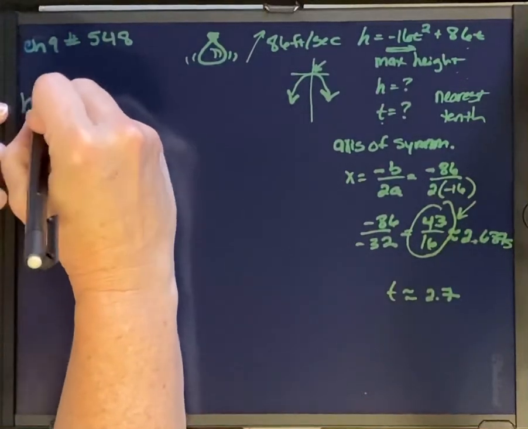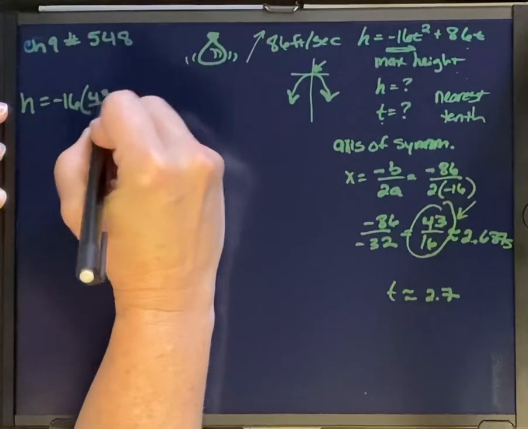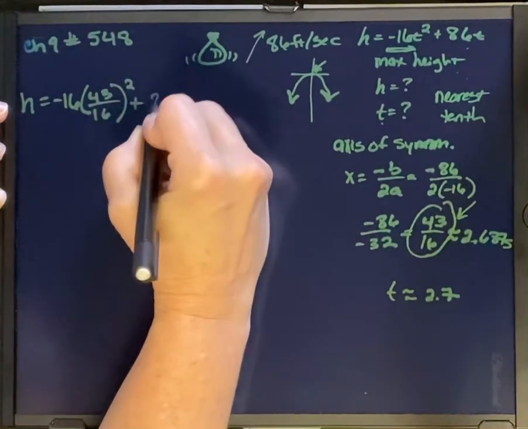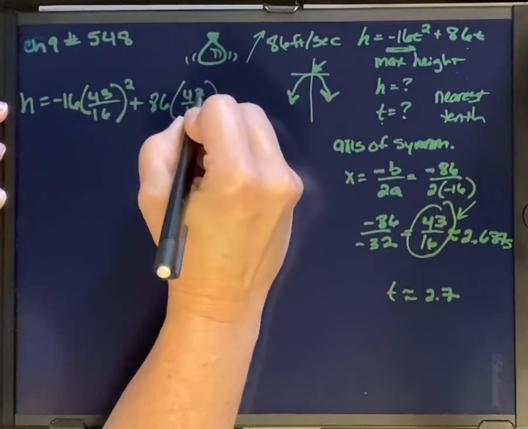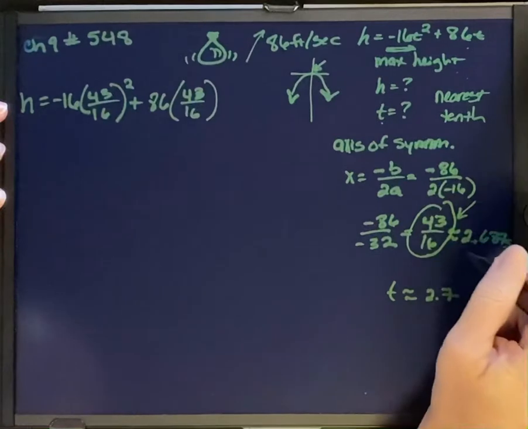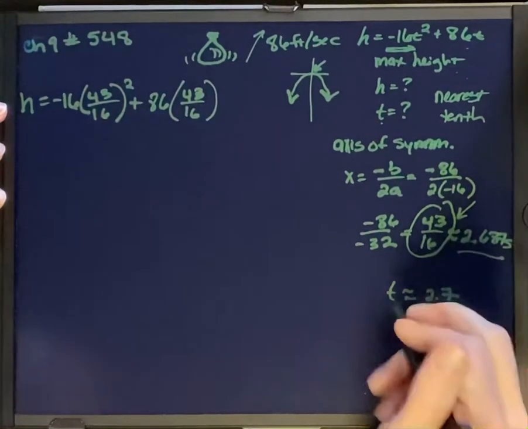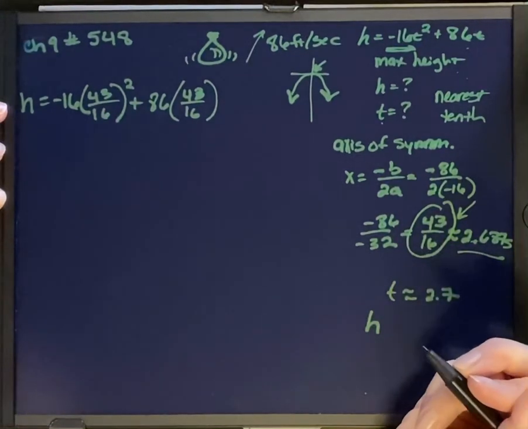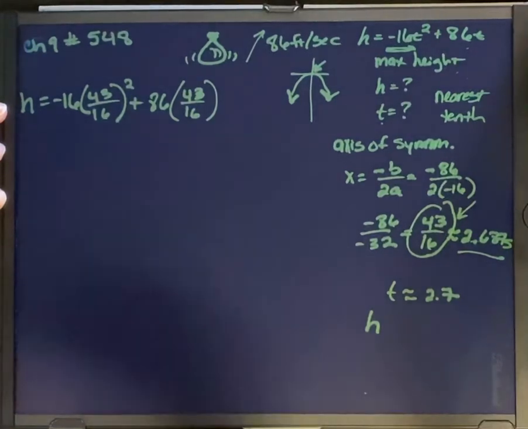So we've got height equals negative 16 times 43/16 squared plus 86 times 43/16. The reason why I don't want you to substitute the approximation right now is because that might change your final height and you would end up with an incorrect answer. You always want to keep it as exact as possible up until the very last minute.